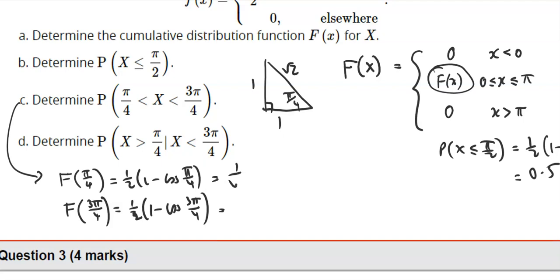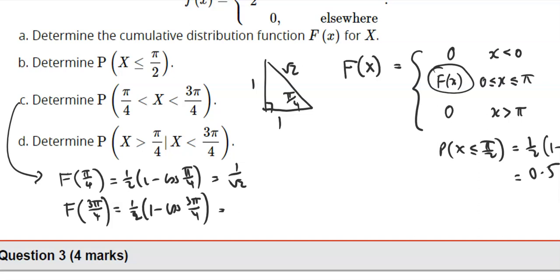1 on root 2. Is that okay with everyone? Don't sound convinced. Okay, now you probably will get this in a tech-free type question. So what about the cos of 3 pi on 4? Now, we haven't done this in a while.